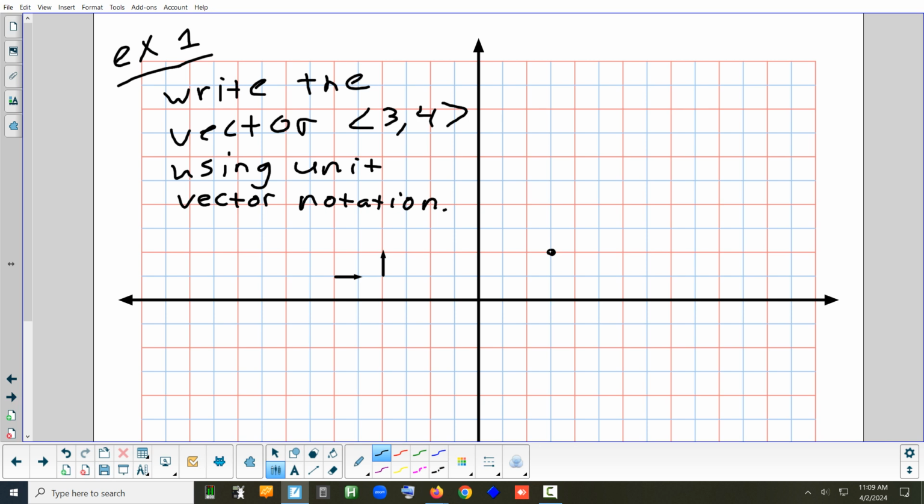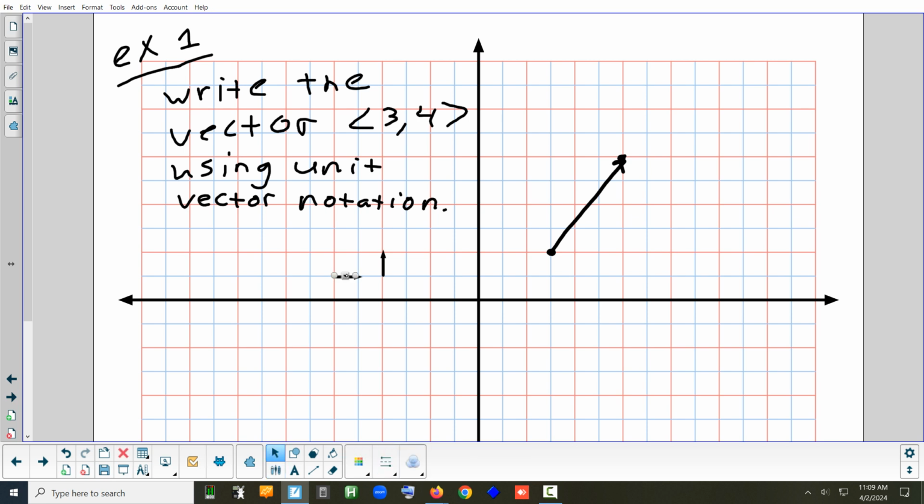3 to the right, 4 up. 3 to the right and 4 up. Okay, so there's a picture of the vector 3, 4. Now we're going to build that vector with i's and j's.